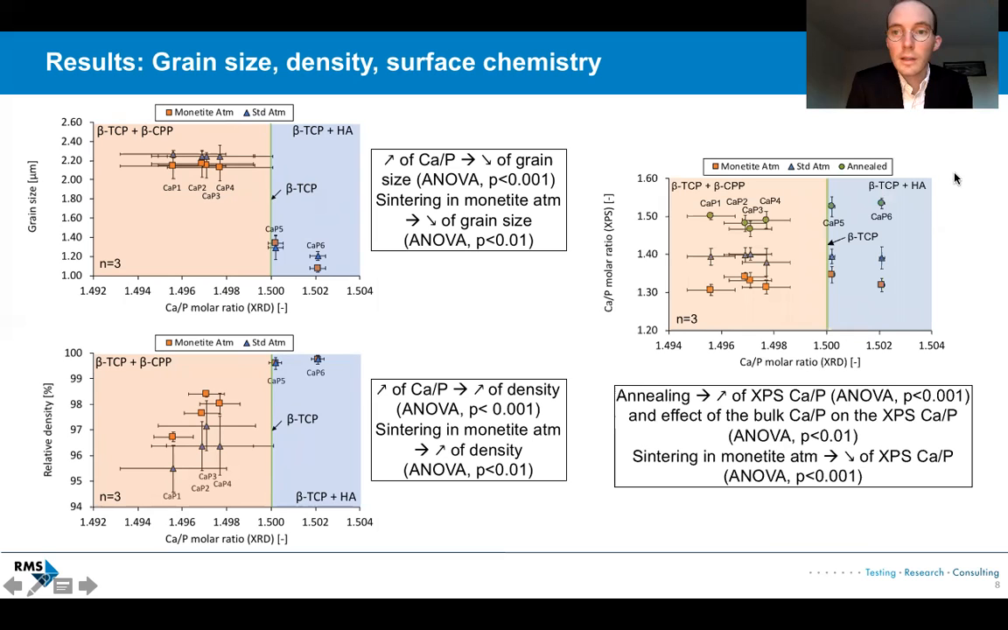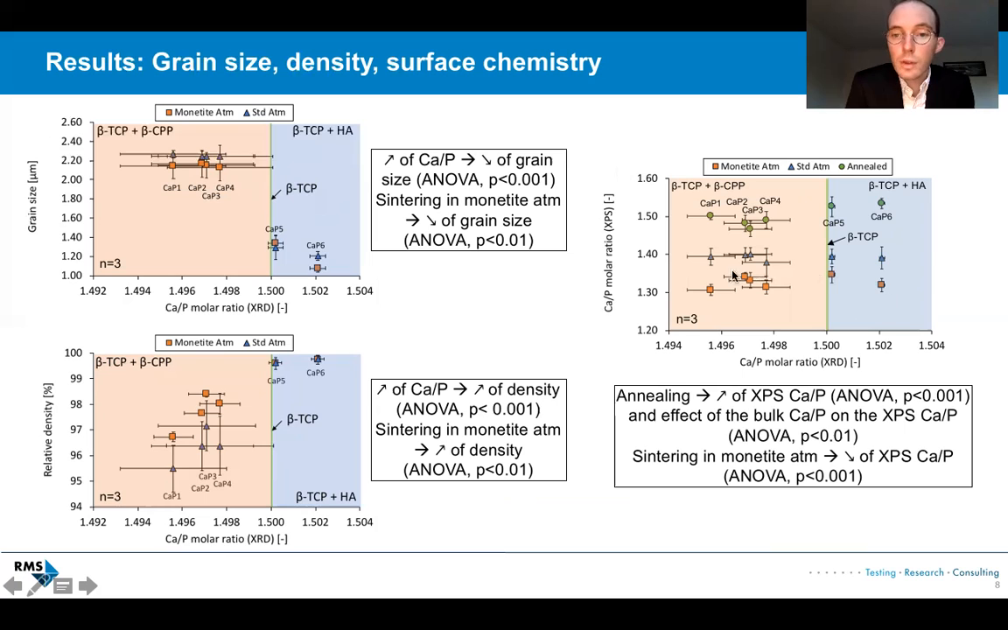And finally, we can see here the evolution of the calcium over phosphate molar ratio at the surface of the cylinders as a function of the bulk calcium over phosphate molar ratios. What we can see is that annealed beta-TCP cylinders, in green here, had a much higher calcium over phosphate molar ratio on their surfaces. This is due to the fact that during sintering, we have evaporation of phosphorus, which led to higher calcium over phosphate ratios.